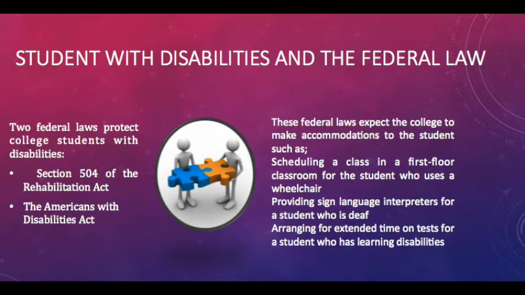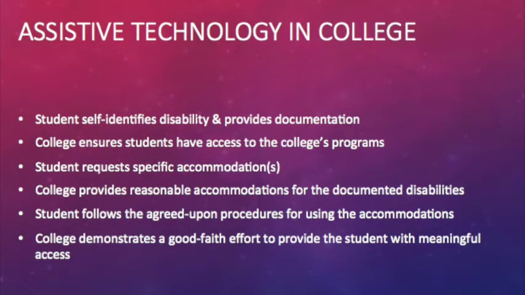It is also important to note that in college, the student drives the obtainment of assistive technology. This is done in the following manner. The student requests specific accommodations. The college then provides reasonable accommodations for the documented disabilities. The student then follows the agreed upon procedures for using the accommodations. Finally, the college demonstrates a good faith effort to provide a student with meaningful access.